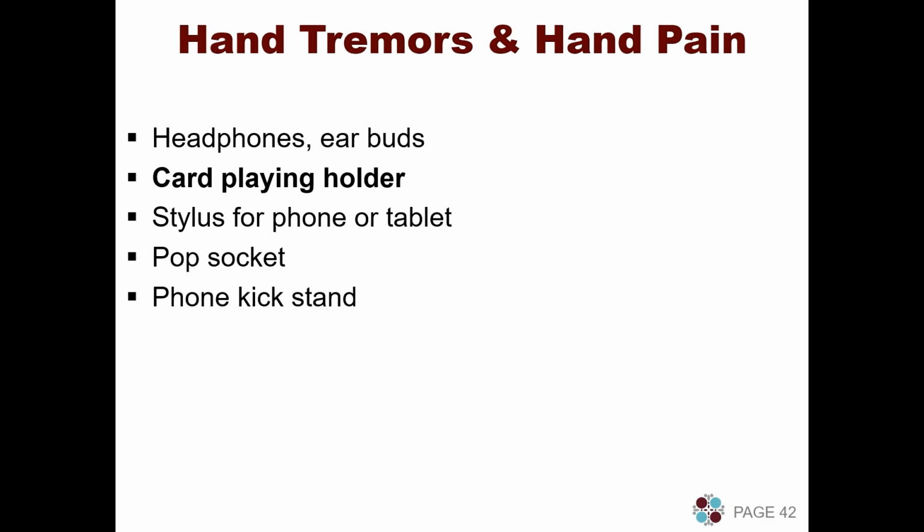A stylus for a phone or tablet is a great thing to recommend. You can use a built-up one, and you can also recommend one that is maybe head-worn if they don't have a free hand to be able to hold it. A pop socket requires a smaller grasp, so for someone that has limited range of motion of their fingers from arthritis or another hand deficit, that's a nice option.